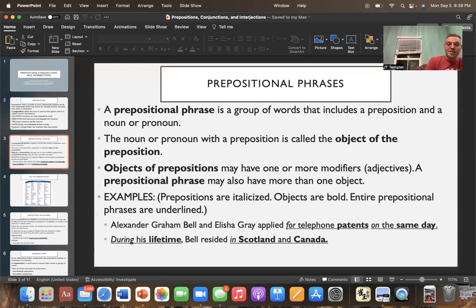Same thing in the second sentence. During his lifetime. So it's giving us that about Bell. What happened? Bell resided where? In Scotland and Canada. So, keeping in mind what I said, if we were eliminating prepositional phrases, the sentence is, and it is a sentence, right? It has a subject and a verb, which isn't a very elaborate one, Bell resided.